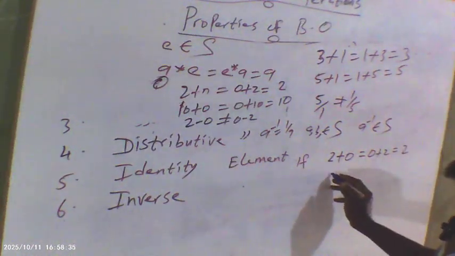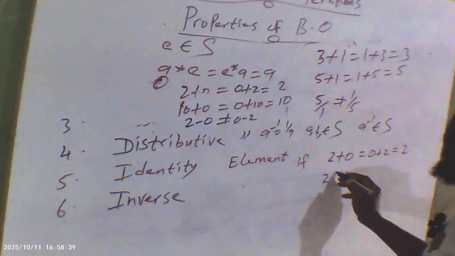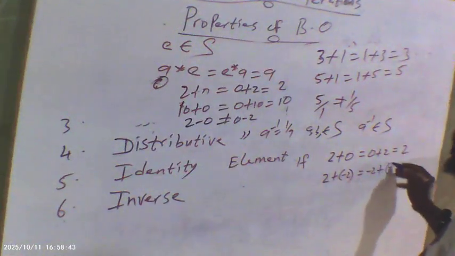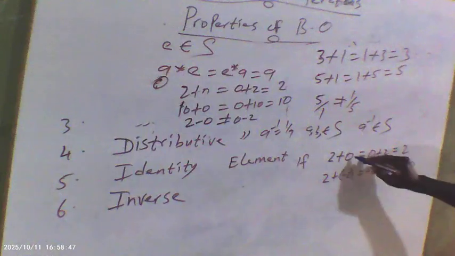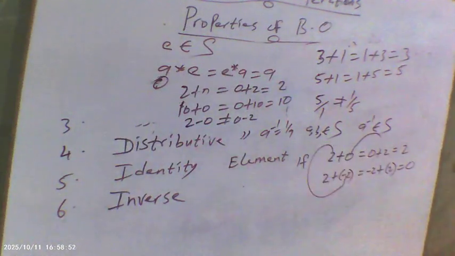So what is the inverse? 2 plus minus 2 is the same thing as minus 2 plus 2, which is 0, because minus 2 performs an operation that gives us the identity under plus. So our minus 2 is the inverse of 2.